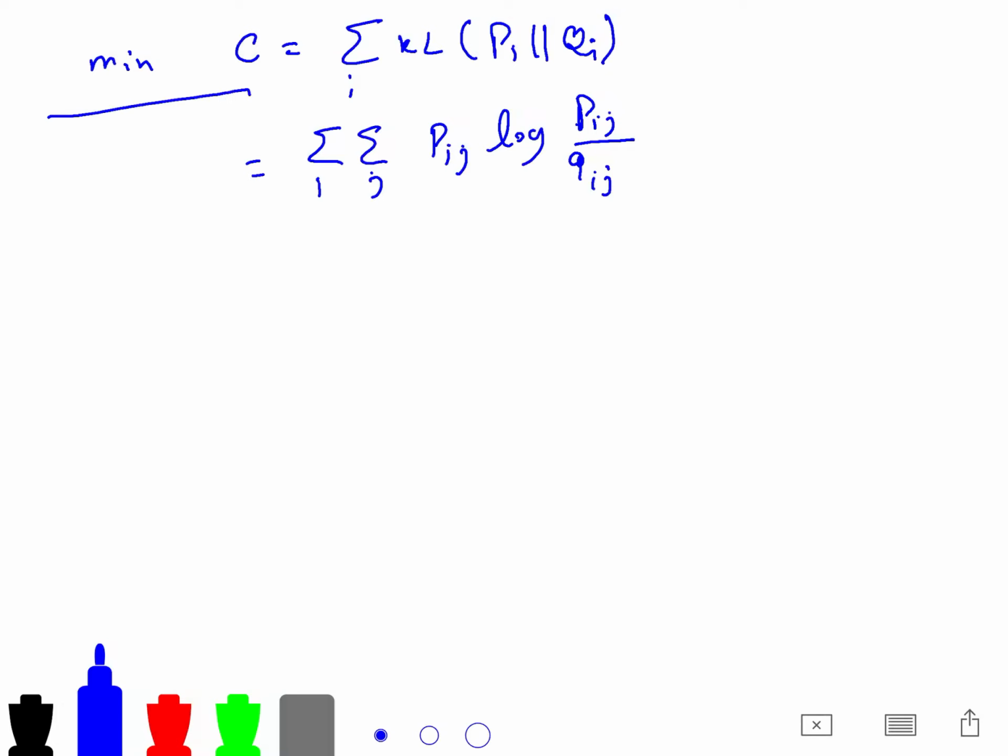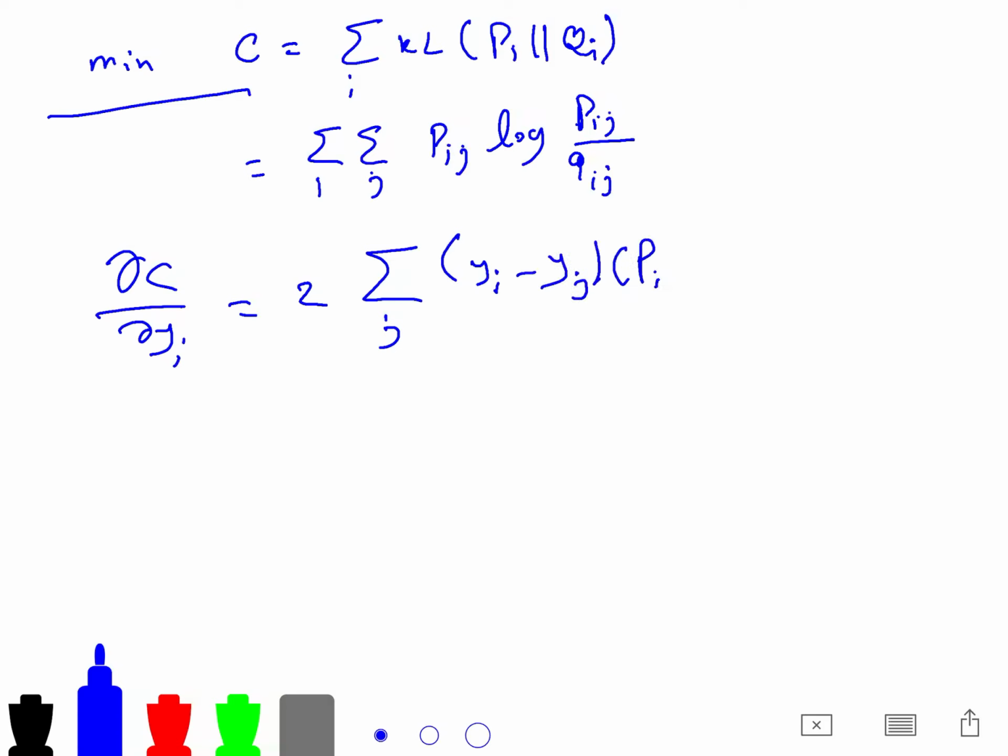So we have defined C, this one, and then take the derivative with respect to yi. It becomes 2 sum over j of yi minus yj times Pij minus Qij plus Pji minus Qji. And this is the idea of stochastic neighbor embedding.